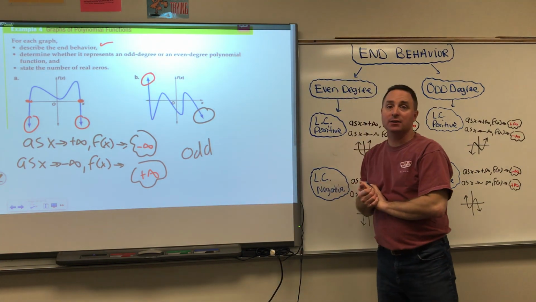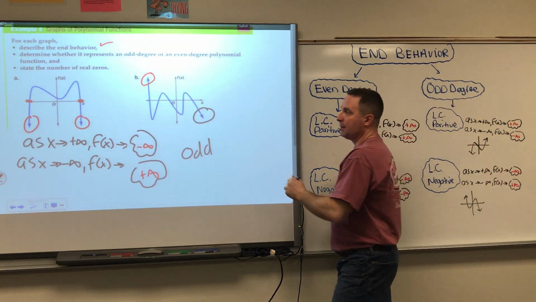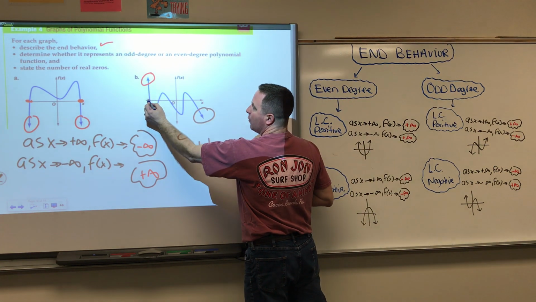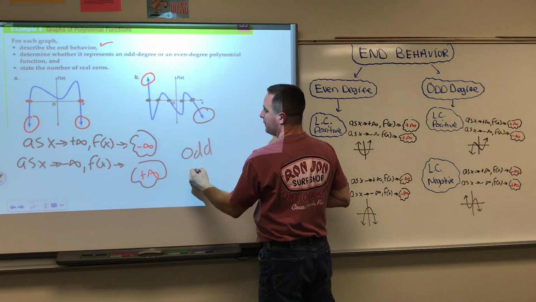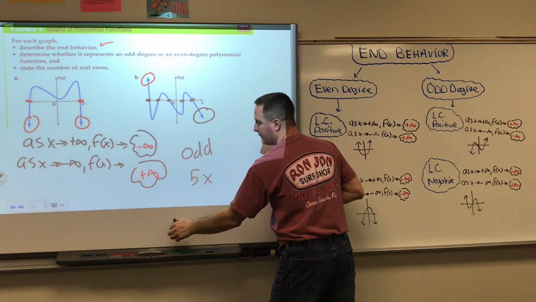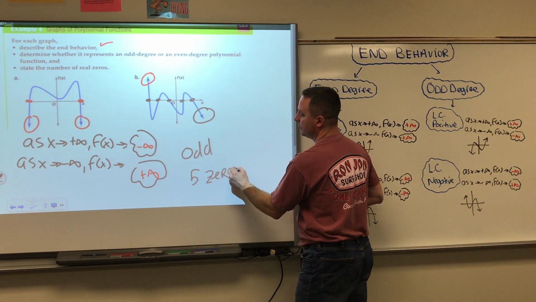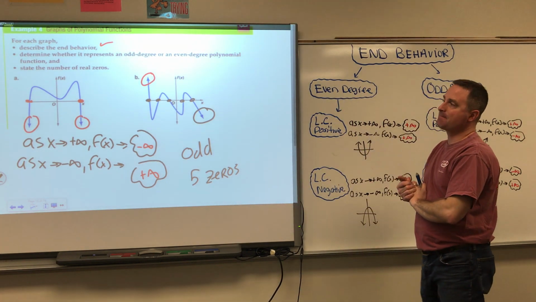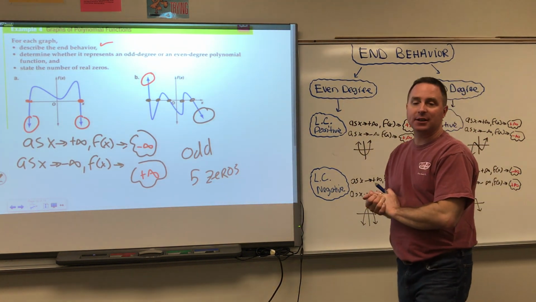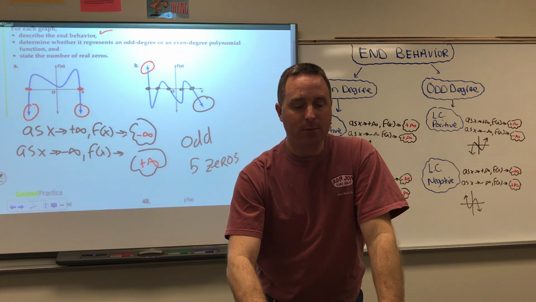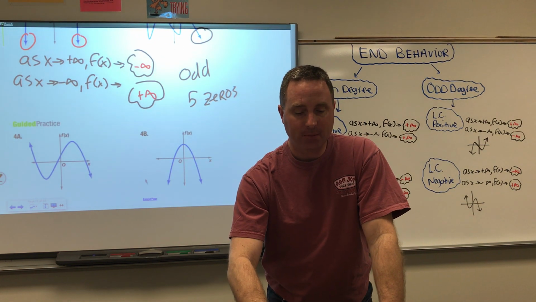We don't know what degree it is. But the last part, how many zeros? 1, 2, 3, 4, 5. It has 5 zeros, I guess they call them. So that's the last thing you're going to be doing on your assignment today. I've got 2 more down here at the bottom that I'd like to try.